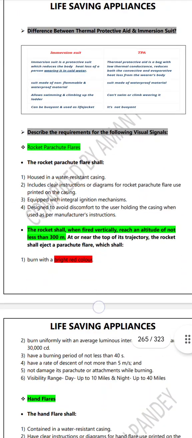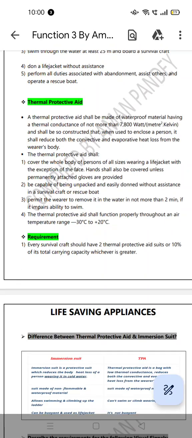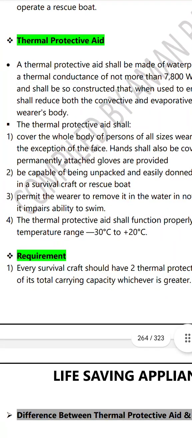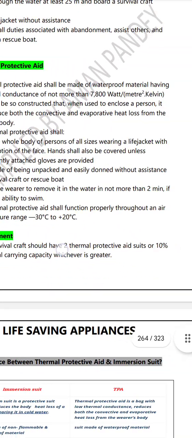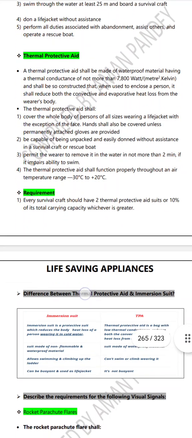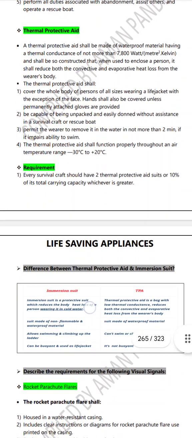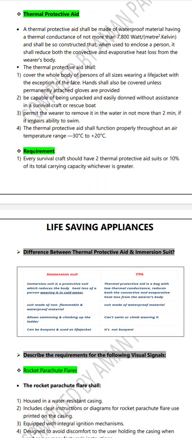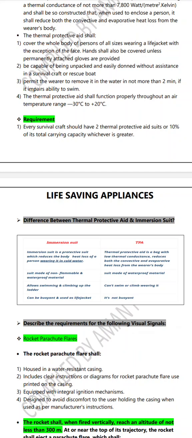So next, okay, hand flares and parachute flares. Thermal conductance not more than 78 watts per square meter Kelvin, that is the unit. The thermal protective aid shall be made of waterproof material having a thermal conductance of not more than that, and shall reduce both convective and evaporative heat loss. It shall cover the whole body of persons, capable of being unpacked and easily donned without assistance in a survival craft. Minus 30 degrees to plus 20 degrees.